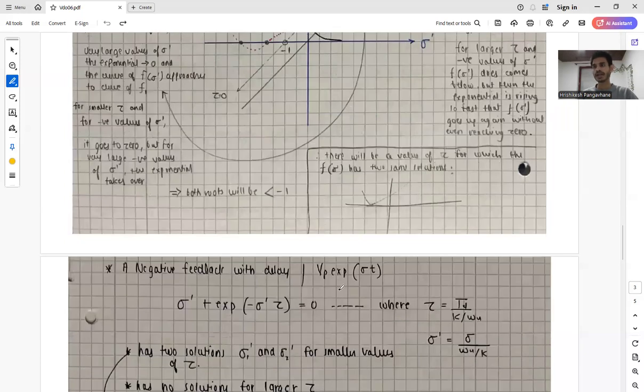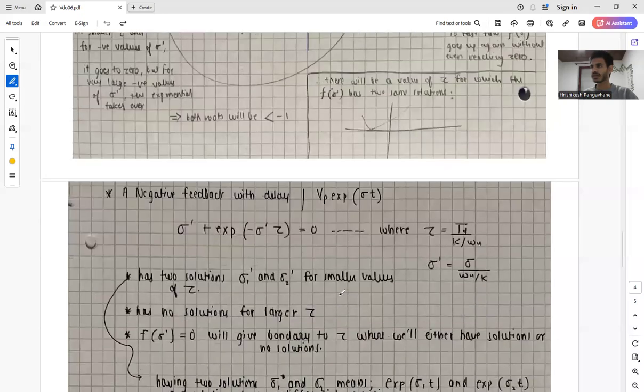So we have a negative feedback amplifier with delay, and we realize our v naught like this. So we have this equation or a function where tau is nothing but td divided by k by omega u, which is a known value, and sigma prime is basically a normalized value of sigma. So this equation has two solutions, sigma prime 1 and sigma prime 2. So basically we have sigma 1 and sigma 2 when denormalized.